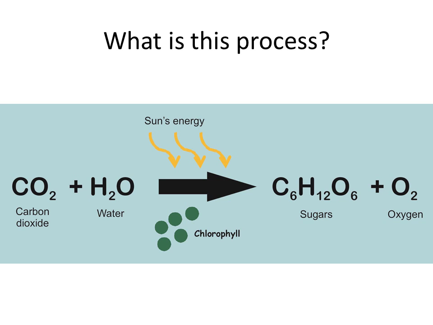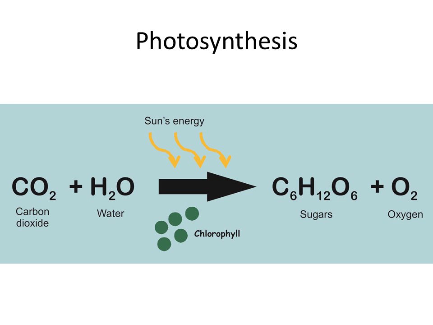What is this process? The chemical equation shows carbon dioxide and water linking together using the energy of the sun in a plant cell's chlorophyll to form sugar and oxygen. This is not a balanced equation, but it shows the basic process of uniting carbon dioxide and water. This process is called photosynthesis.